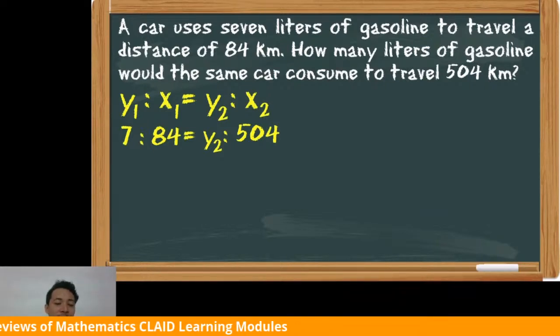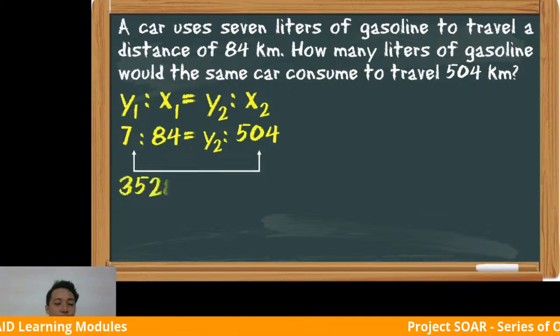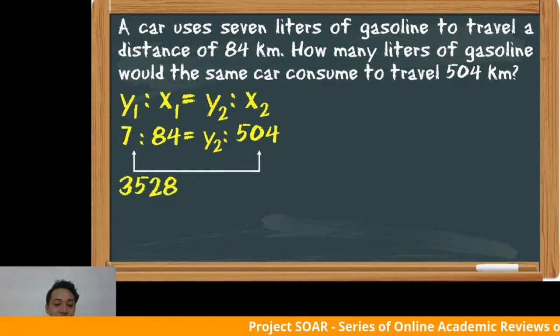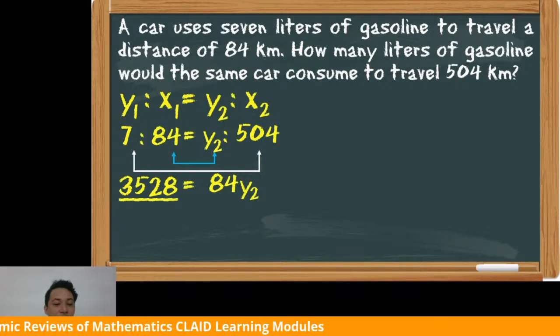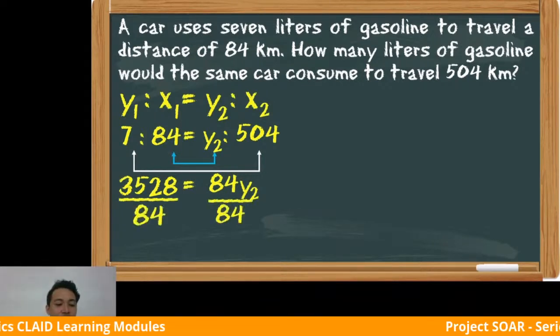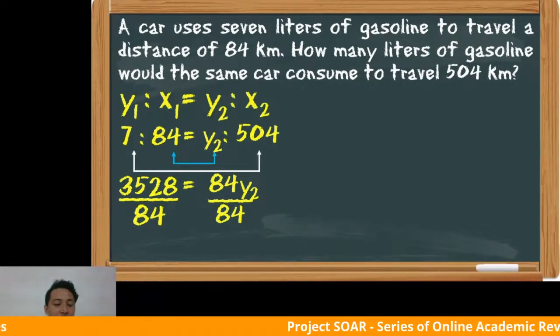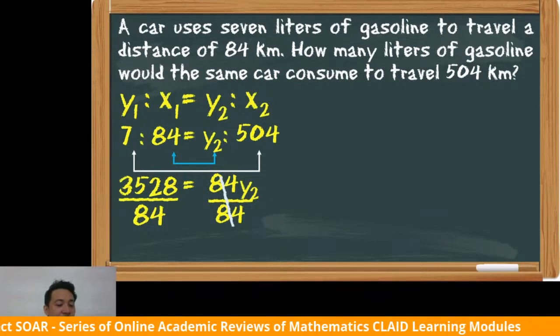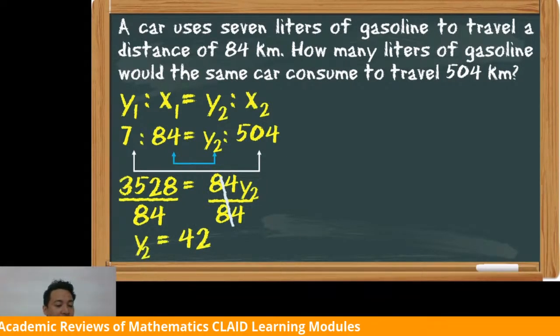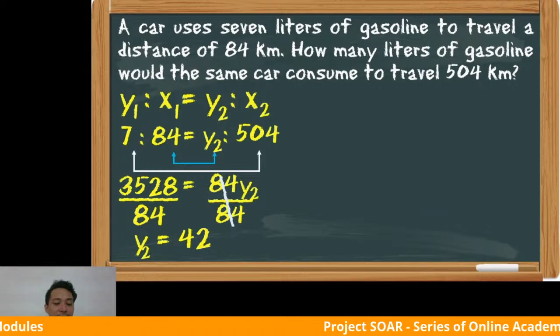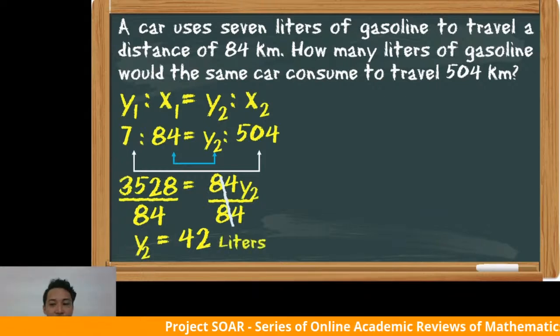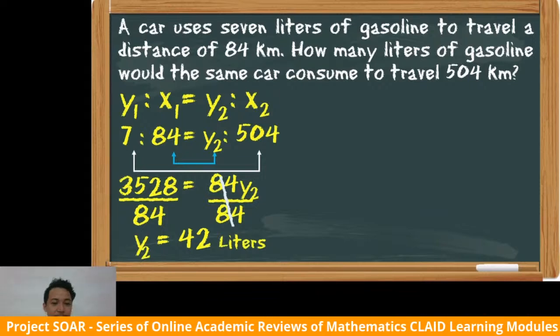504. So using the extremes and the means to compute for y sub 2, we'll have 7 times 504, that is 3,528. 84 multiplied by y sub 2, we'll have 84 y sub 2. Dividing both sides by 84, so 84 divided by 84, that is 1, so we'll have now y sub 2, and 3,528 divided by 84, that is 42. So y sub 2 now is 42. So the amount of gasoline will be 42 liters for 504 kilometers.